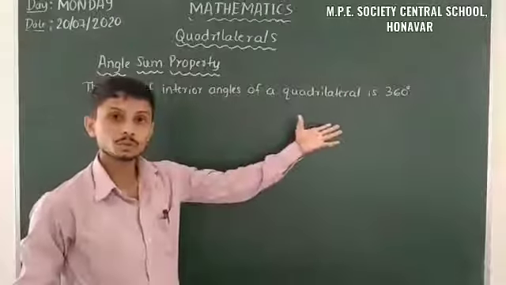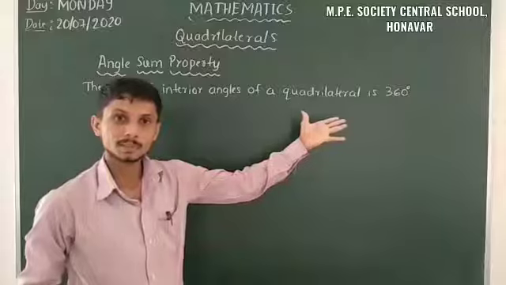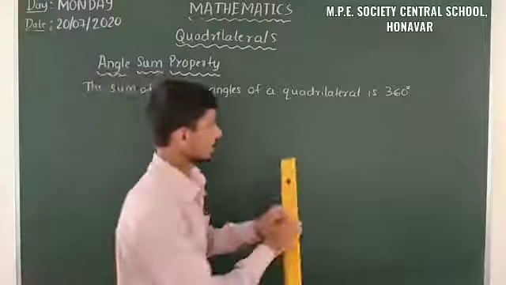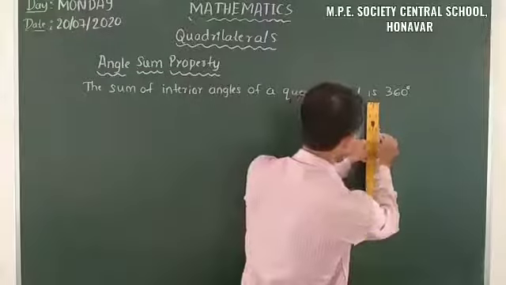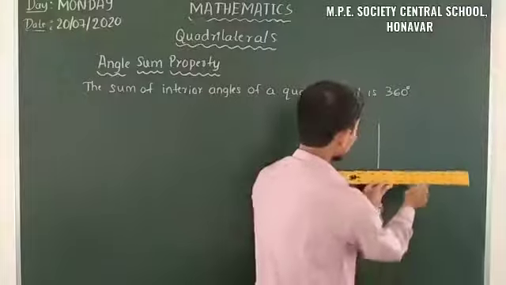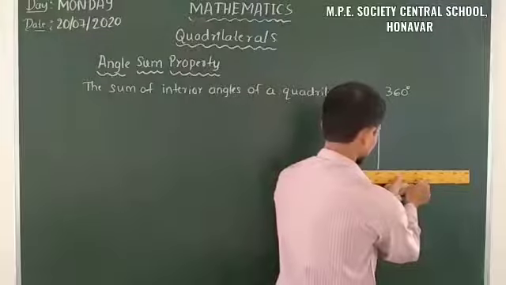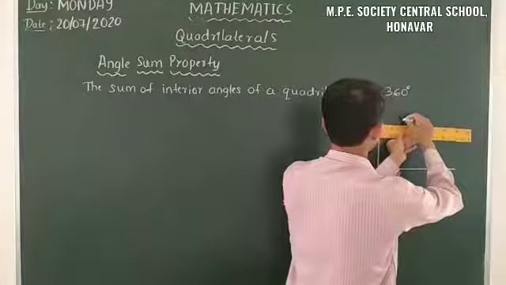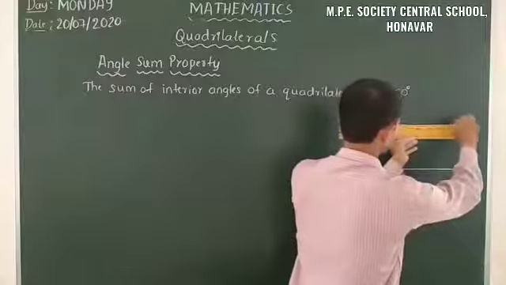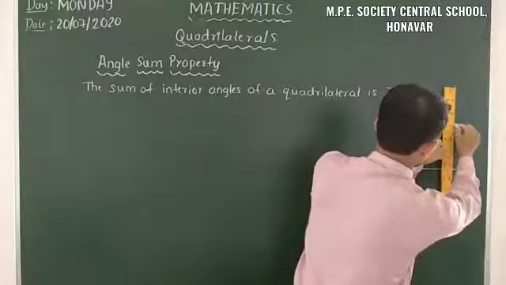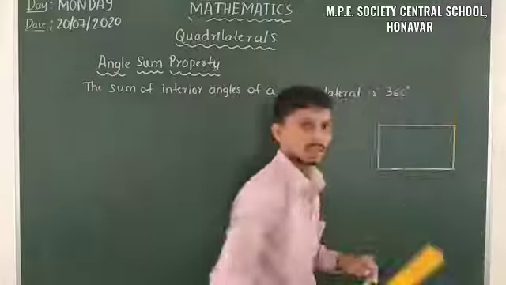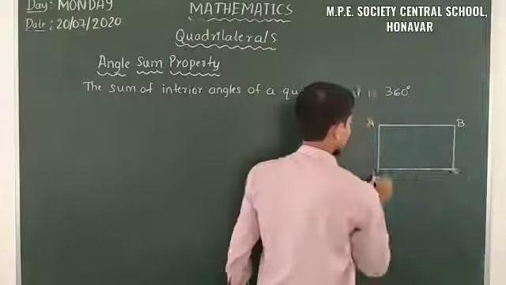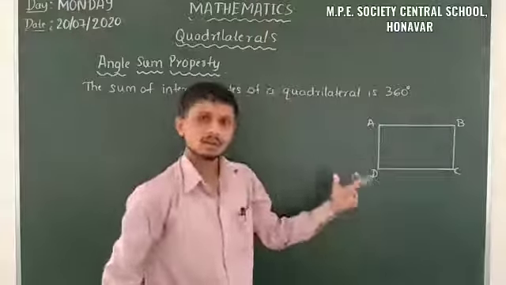So here we have to prove this angle sum property with the help of a quadrilateral. Firstly we have to draw a quadrilateral. A quadrilateral means a polygon of 4 sides. I will take a rectangle here. ABCD is a rectangle or any other quadrilateral. We don't know whether it is a rectangle or square, whatever it may be.